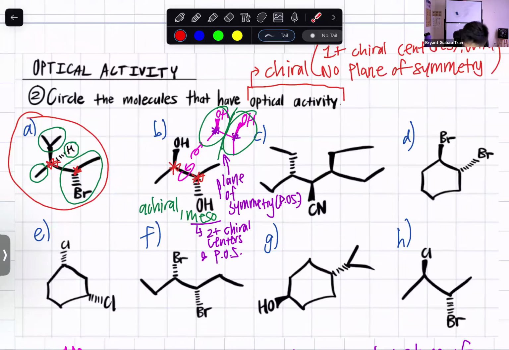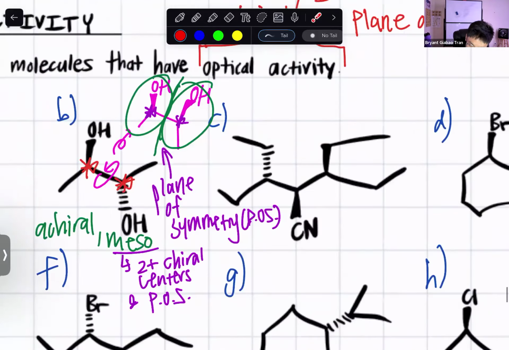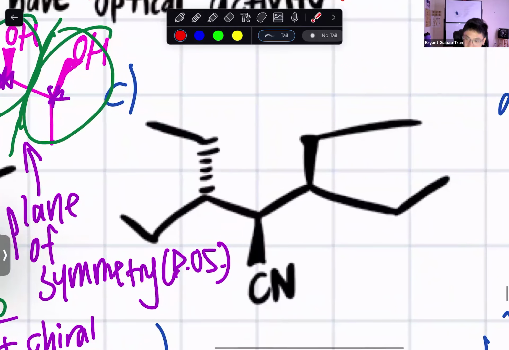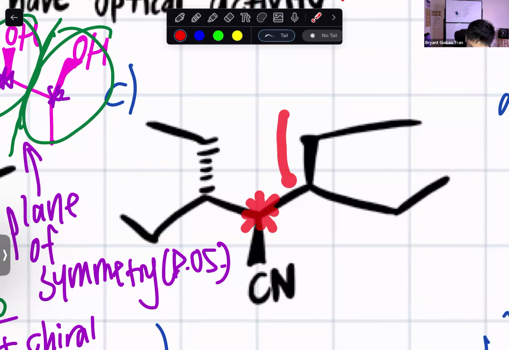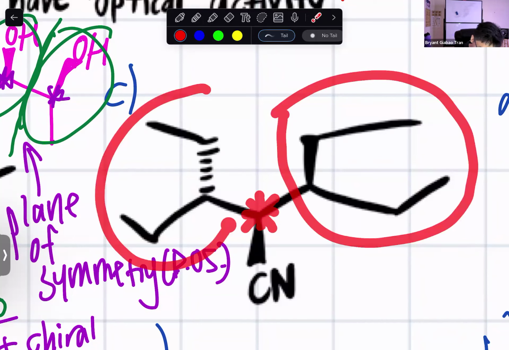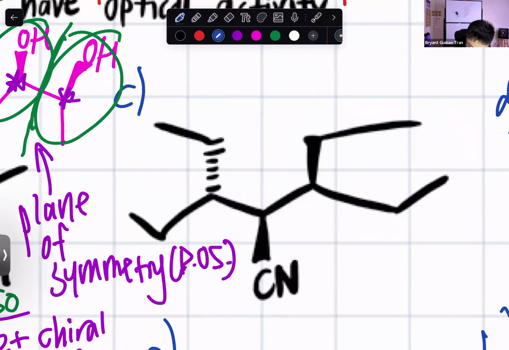Right. So this one is another tricky one. How many chiral centers do we have in this molecule? Is that the one right here in the middle? Zero, right? Because this group here is the exact same as this group right here. Zero chiral centers, automatically achiral.